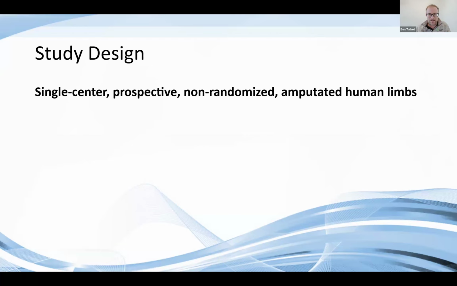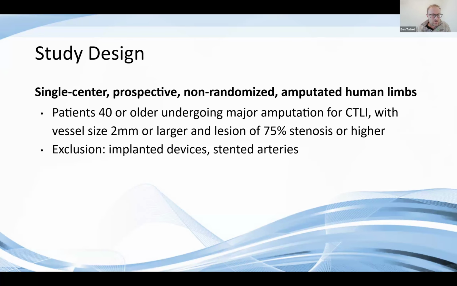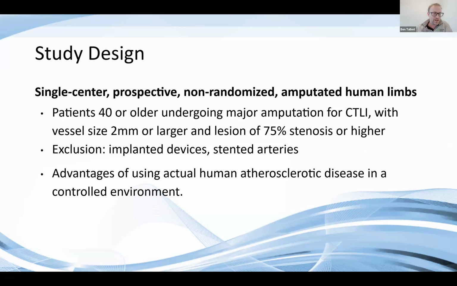So the study design, this is a single center prospective, non-randomized, but the key feature is that it uses an amputated human limb model. And I'll put the inclusion and exclusion criteria there. This study design has some very key strengths and some limitations. On the strength side, it really allows the authors to study real human atherosclerotic disease in a very controlled environment. It really allows them to isolate the plaque characteristics as the study variable.